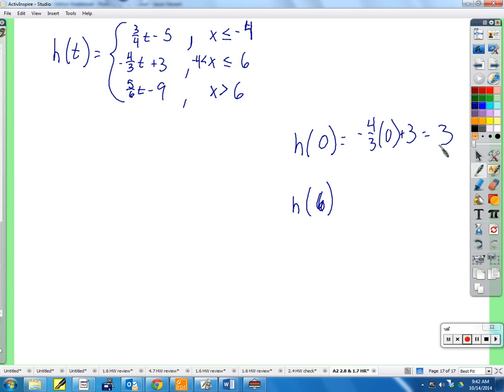Okay. How about for h of 6? Yeah? Use the second one again because it's equal to 6. Again, it's right on the edge of the x's that we would use the second function for. But yeah, we would use the second function. So negative 4 thirds times 6 plus 3. Get cancellation there. Get negative 4 times 2 plus 3. Negative 8 plus 3. Negative 5. H of 6 is negative 5.